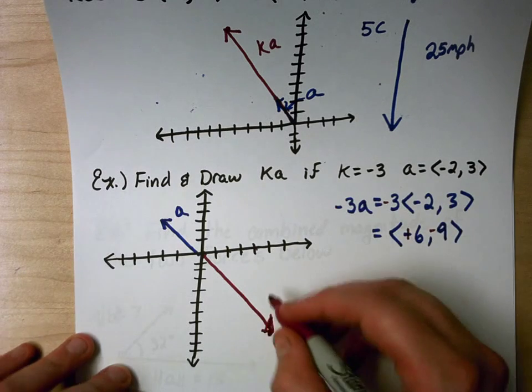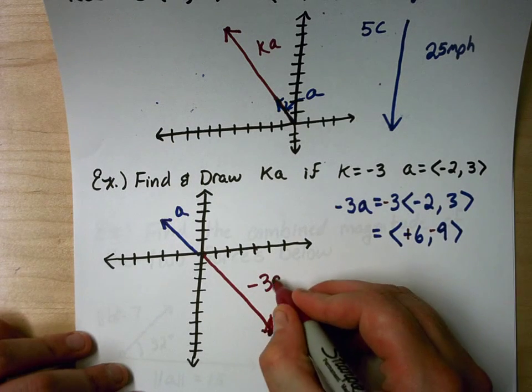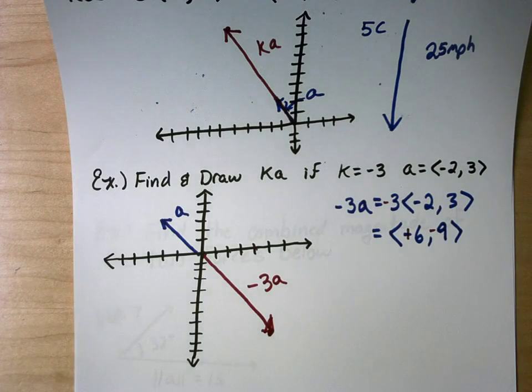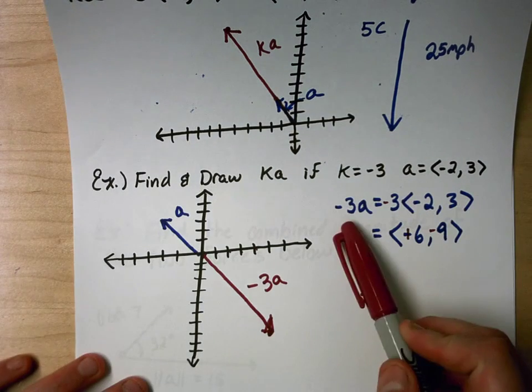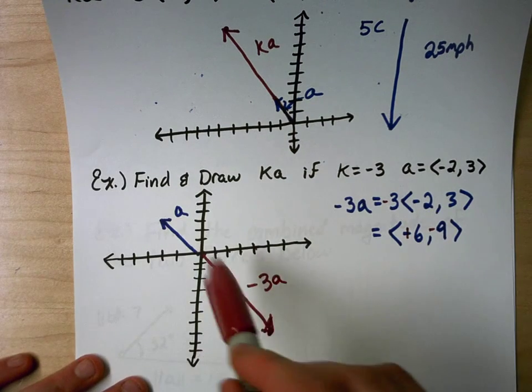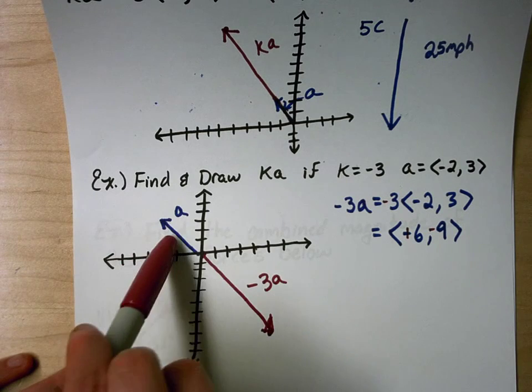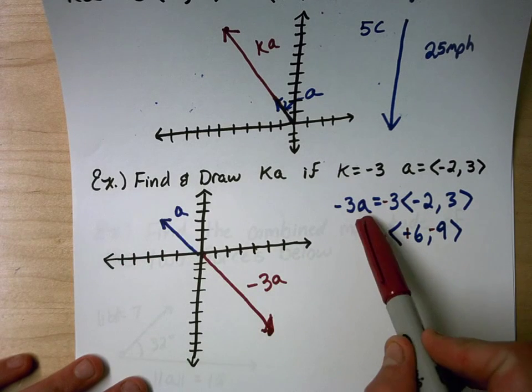Alright, so that's going to be my -3A. So notice that that negative changed the direction of my vector, right? So not only did it increase the magnitude of my vector, but that negative sign flipped it over.